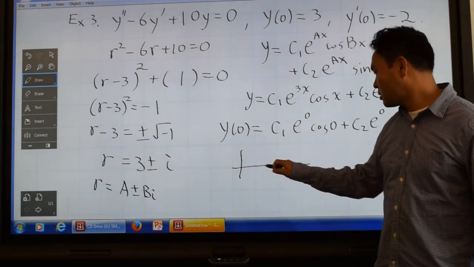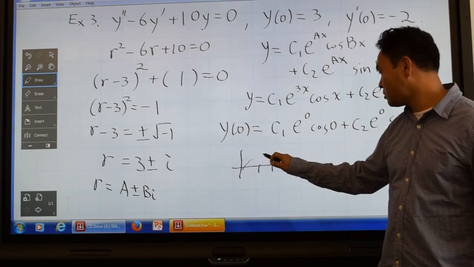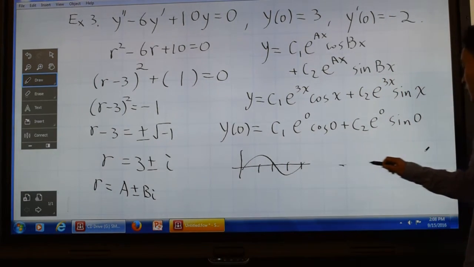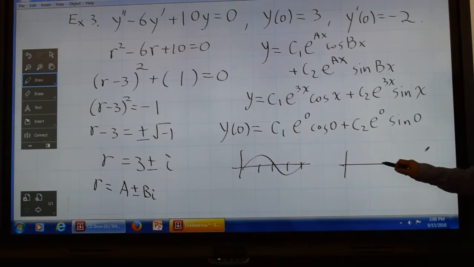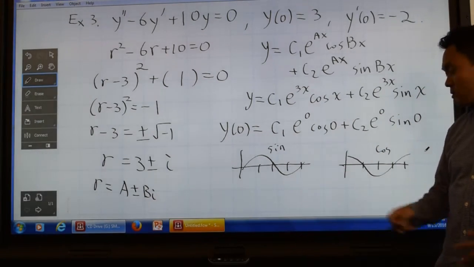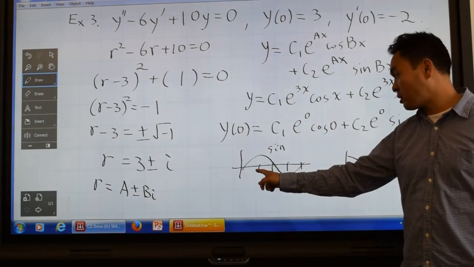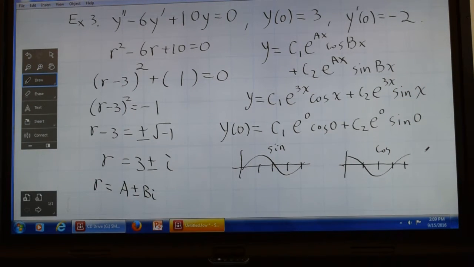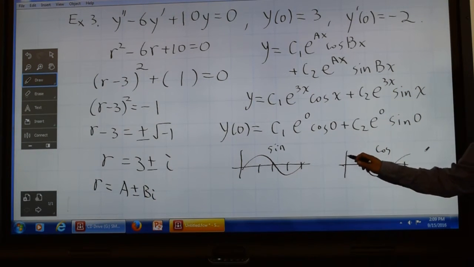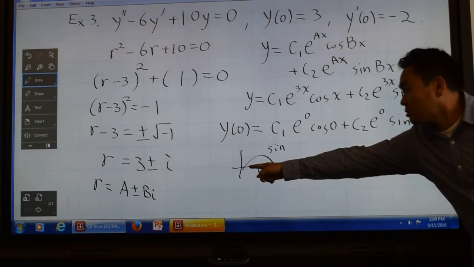Always try to remember the sine and cosine graph. Sine, you divide into 4 equal parts, and then sine is this. And cosine is divided into 4 equal parts. Cosine is this. And of course, if you know that this is 2 pi, half of 2 pi will be pi, half of pi will be pi over 2, and so on. You can figure that out too. So just knowing this graph will tell you cosine of 0 is 1, and sine of 0 is 0.